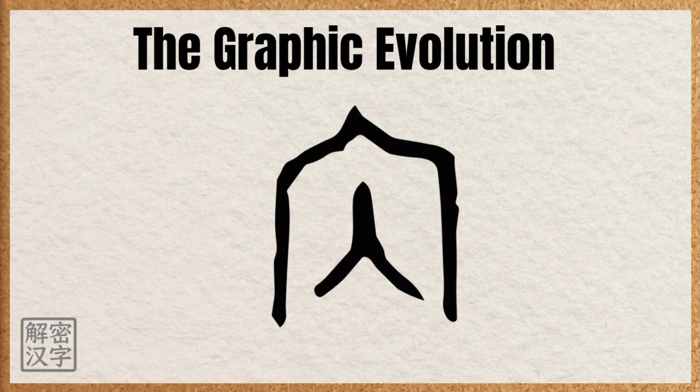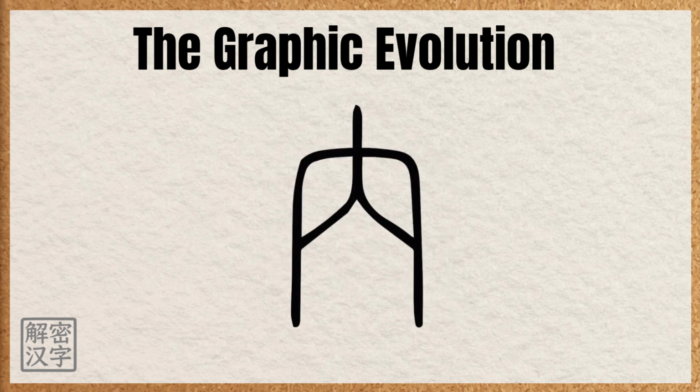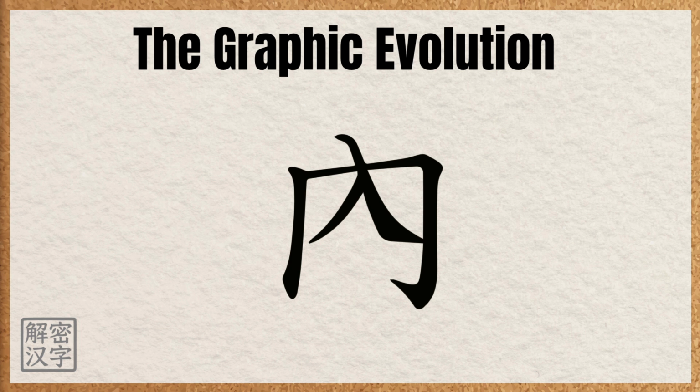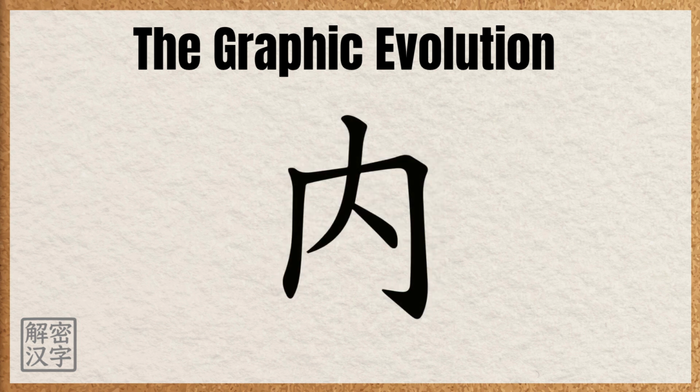Over time, the character evolved to show the idea of moving from outside to inside. That's why, in its later forms, the little person's head sticks out above the frame, as if someone were stepping through a door into the room. This is the character we use today to mean inside. Its pronunciation is nei. You'll often see nei in many common words and phrases.